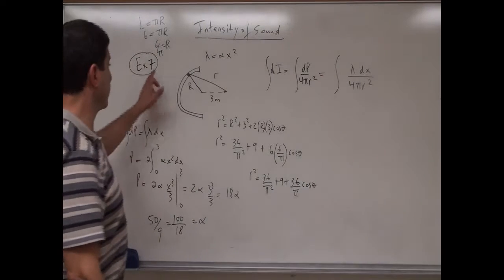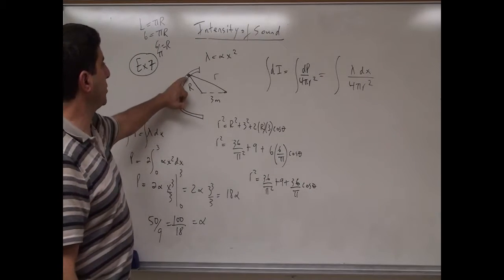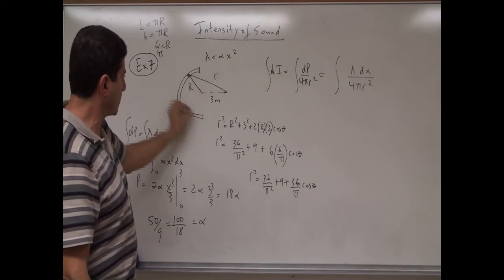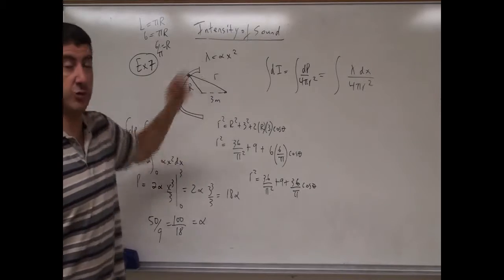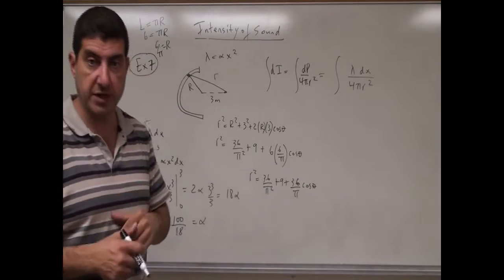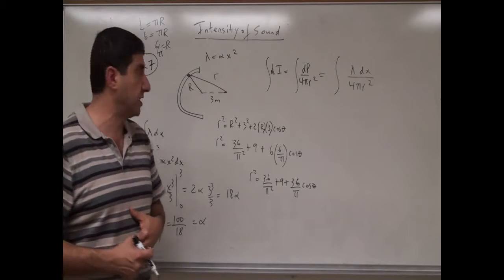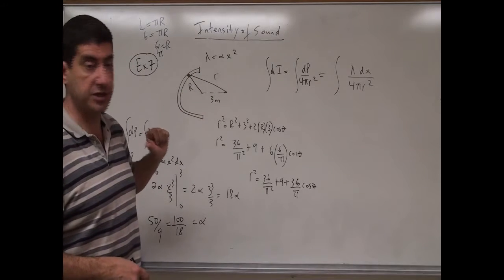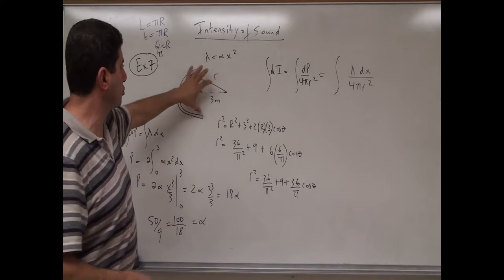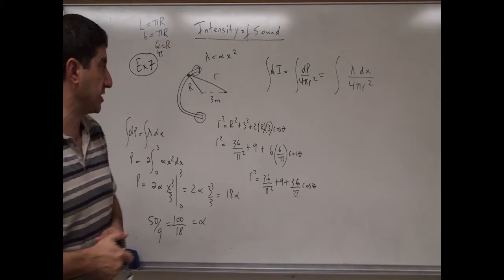We'll get to example 7, which is pretty much a follow-up of the previous one. We're still going to do the semicircle, and we're going to find the intensity 3 meters away from the center, but now with the non-uniform density. As I mentioned at the end of the previous example, we expect this to be louder than the uniform case because you are closer to the two ends, which are the louder portion of the speaker, right?